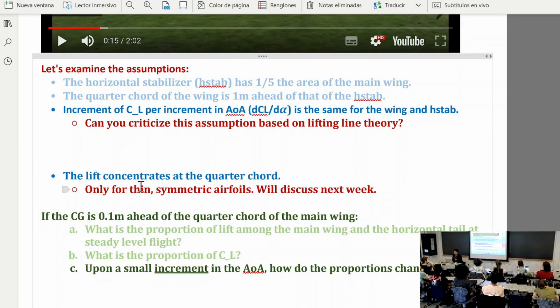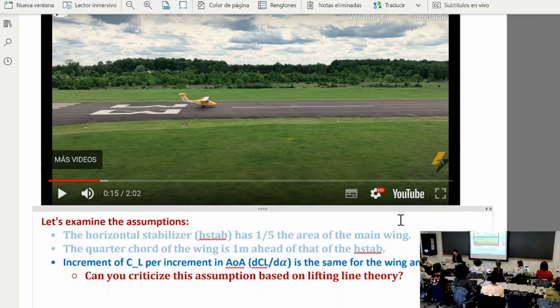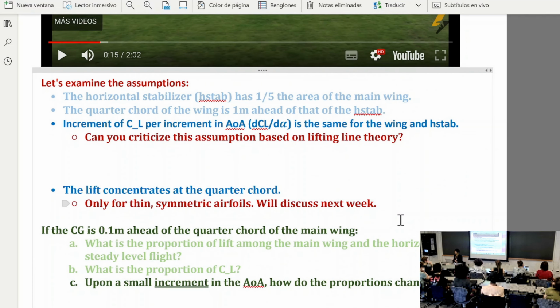All right, and next week we are going to also look at airfoils. The assumption that the lift concentrates on the quarter chord is also not going to be correct. We are assuming this in this homework, but as we go into airfoils, we are going to see that this assumption is only true for thin and symmetric airfoils. For most airplanes, the horizontal stabilizer is close to being symmetric and also pretty thin, so for the horizontal stabilizer this is approximately true, but for the main wing, this assumption is usually pretty bad. All right, so the lift doesn't concentrate on the quarter chord for the main wing.